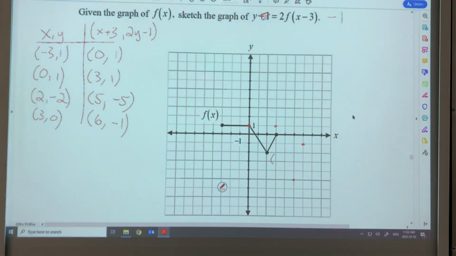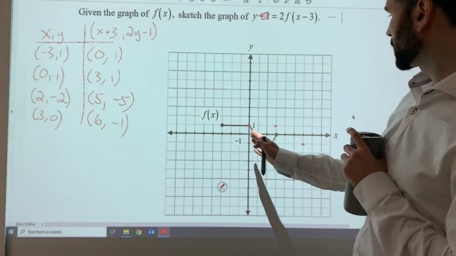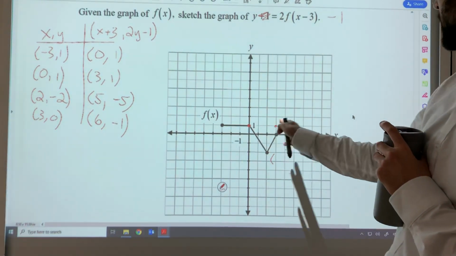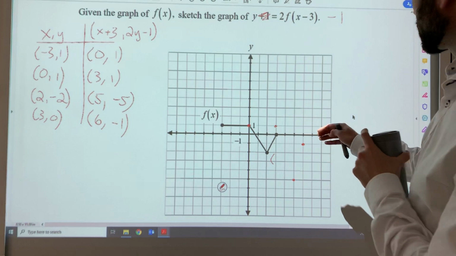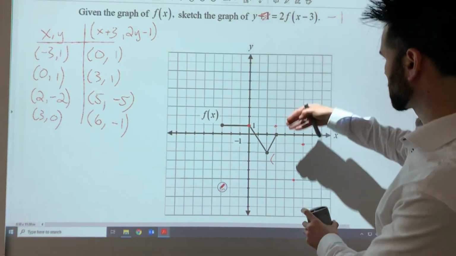Now before I connect them, I always kind of look back and be like, yeah. So what happened? We shifted 3 units that way, so that kind of makes sense. And then the y values got multiplied by 2, so they jumped up and then we went down.